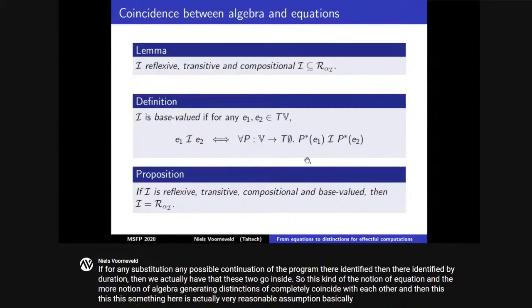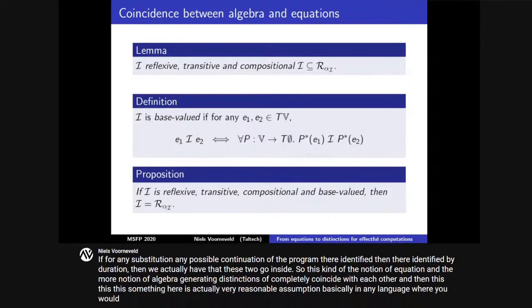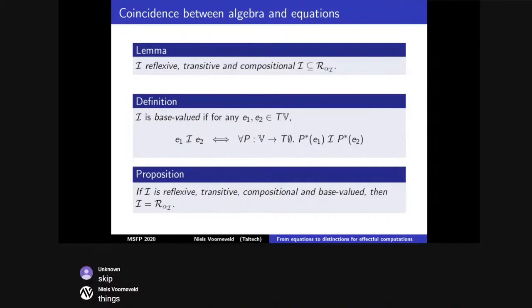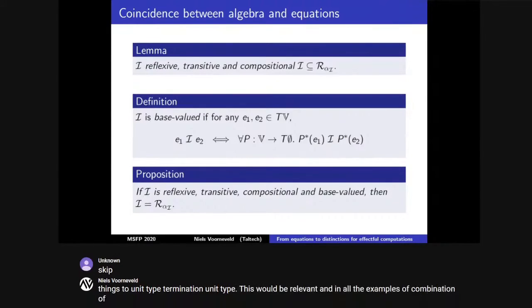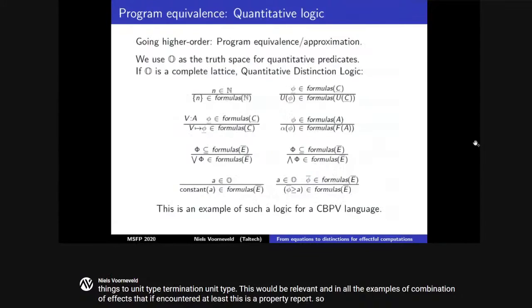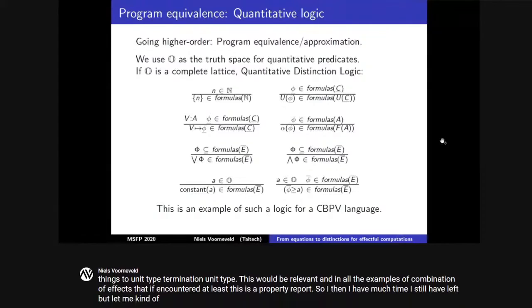Basically, in any language where you would test program equivalence by reducing things to unit type, termination at unit type, this would be relevant. And in all the examples and combinations of effects that I've encountered, at least, this is a property that holds. So I don't know how much time I still have left, but let me quickly hint towards how these can be used to actually formulate program equivalences.